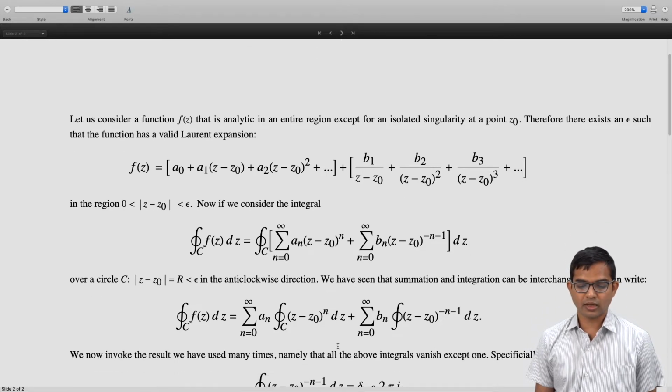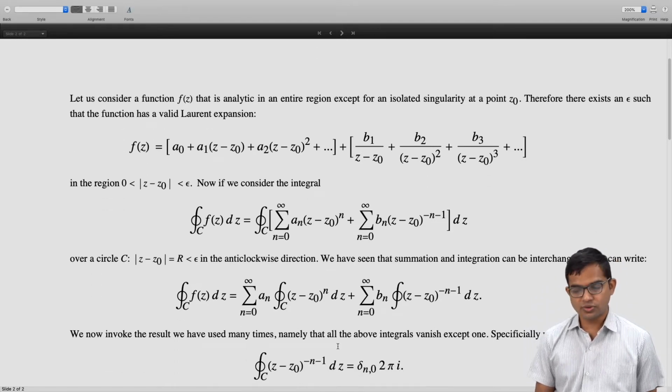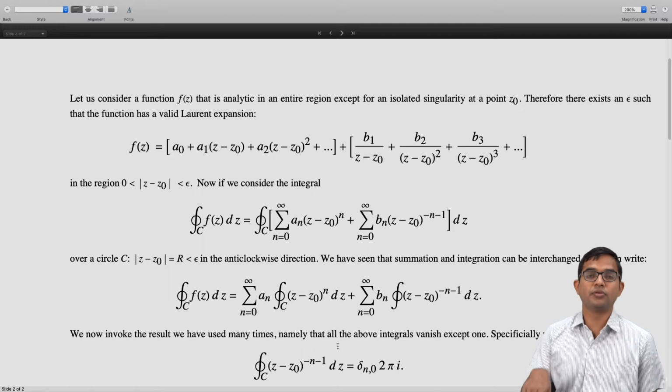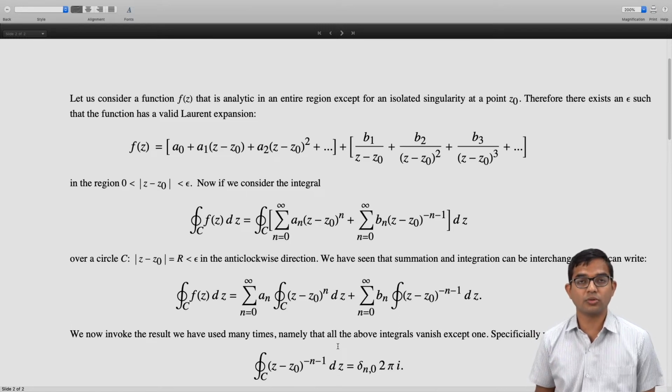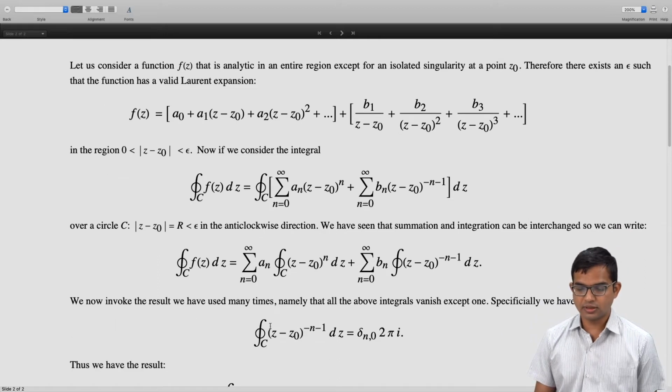Okay, so now we invoke a result we have used many times. So we have seen that whenever you have a function like z to the n dz, and if you take a contour integral around a closed contour which encloses the origin, we have seen that for all integer values of n, this contour integral will vanish except when n is equal to minus 1. 1 over z is special, and that gives you 2 pi i. And so this result generalized to some other point z0 is the result here, which is that the contour integral over c of z minus z0 the whole power minus n minus 1 dz is equal to delta n comma 0 times 2 pi i, right?